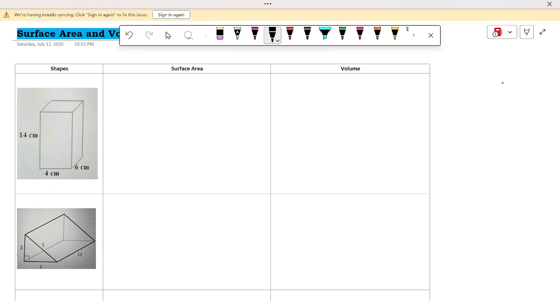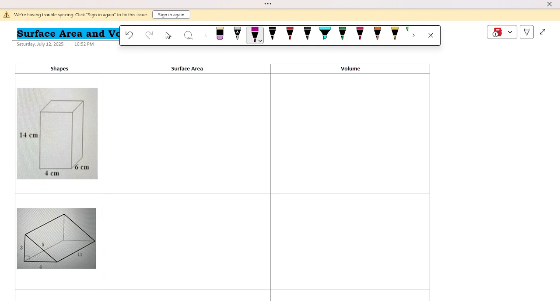Today I'll be covering surface area and volume of 3D shapes in the Form 2 syllabus. I have a few shapes here. I'm going to discuss both the surface area and volume together in one video. So let's start with the first shape, which is a cuboid.